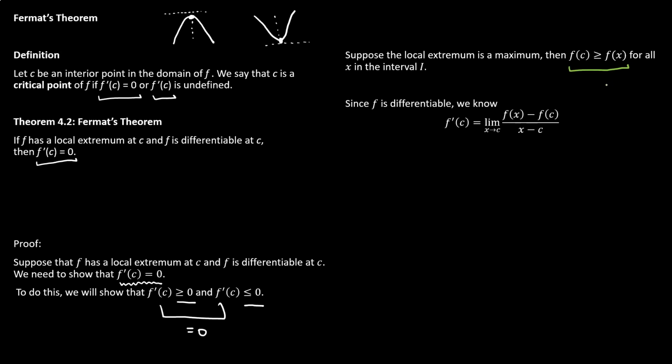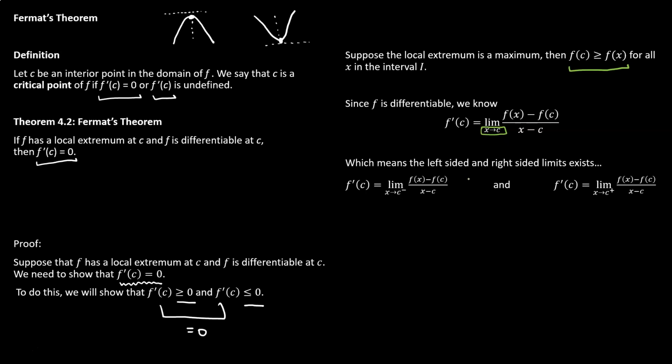We're also supposing that f is differentiable, so if it is differentiable, then the derivative at c has to exist. This is just our limit definition of the derivative. Notice that this limit definition of a derivative, as we learned last chapter, is a two-sided limit. x is approaching c from the left and the right. So since this limit exists, we know that the left and the right-sided limits exist.